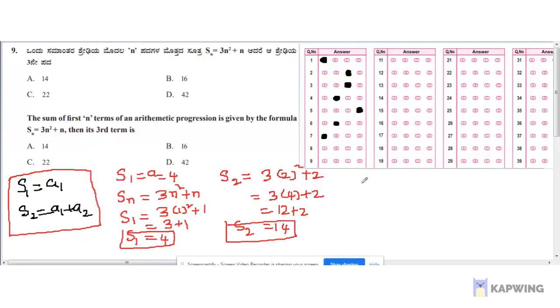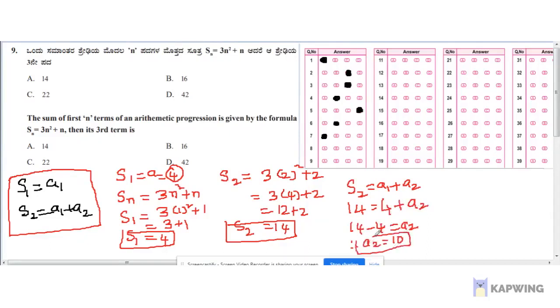Already we know the formula, the sum of two terms is given by A1 plus A2. The sum of two terms is 14 and A1 is the first term, which is 4. I am replacing A1 with 4 and I don't know A2. 14 minus 4 is equal to A2. Therefore, the value of A2 is 10. The question asks us to find the third term in the AP. We all know the third term of an arithmetic progression is given by the formula A plus 3 minus 1, which is A plus 2D.